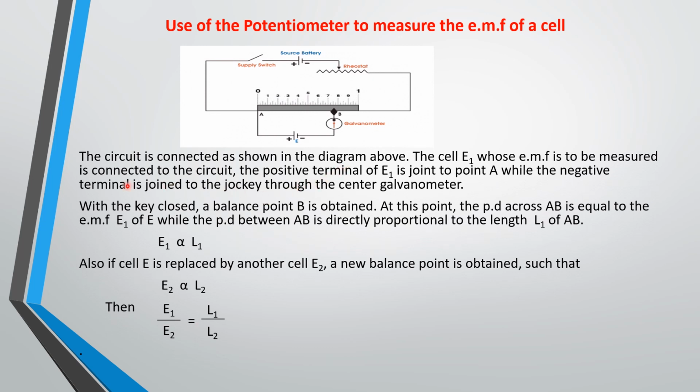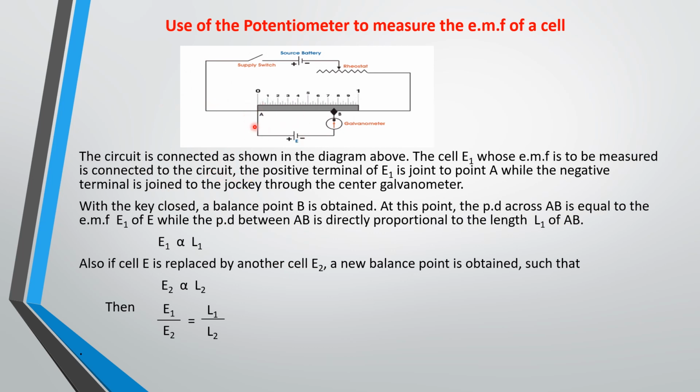Okay, so to use the potentiometer to measure the EMF of a cell, you have to complete the circuit as depicted in this diagram. Assuming you want to measure the EMF of this particular cell, the cell whose EMF is to be measured is connected to the circuit.